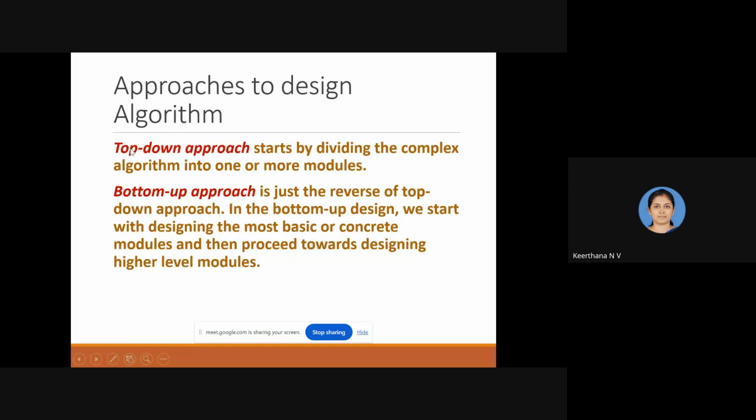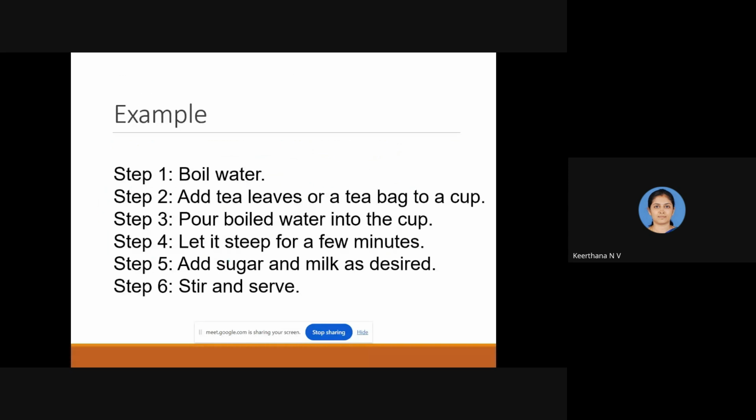There are two approaches: the top down and the bottom up approach. Top down approach means you will be writing your algorithm in a top down manner, and bottom up approach means you will be writing in the reverse order. For complex problems only, they will consider this bottom up approach. If you are dividing your programs into modules, that follows the top down approach. So this is an example algorithm.